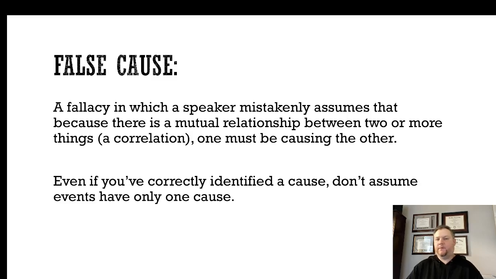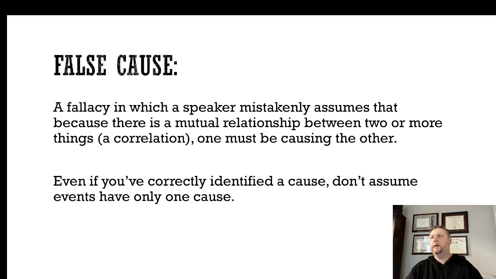fallacy. False cause. This is a fallacy in which the speaker, somebody making the argument, mistakenly assumes that because there's a mutual relationship between two or more things, this is a correlation, one must be causing the other. So a correlation is essentially this concept that when something goes up, something else goes up, right? Or maybe when one thing goes up, one goes down. And a lot of things are correlated, but that doesn't mean they're causing each other. Okay, and so you have to be careful about that.